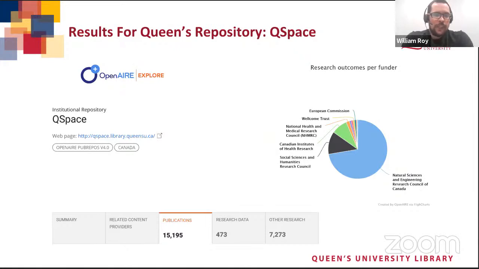OpenAIRE. So we can now get some insights into the different funders that have supported the research within our repository. And as you can see, the Natural Sciences and Engineering Research Council of Canada obviously funds quite heavily the projects in Canada, and other Canadian funders, as well as some European funders, are represented within that chart. So that's very useful and insightful to have that extra information for us.